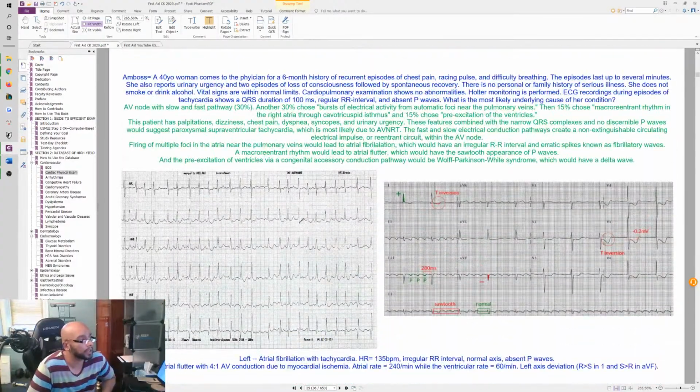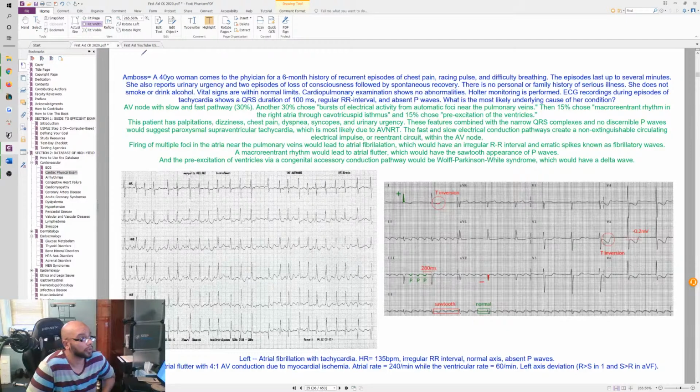First one up here, the left one was the one given in the question, and then they explained it with this. So this is an AMBOSS question telling you, a 40-year-old woman comes to a physician for a 6-month history of recurrent episodes of chest pain, racing pulse, and difficulty breathing. The episodes last up to several minutes. She also reports urinary urgency and 2 episodes of loss of consciousness followed by spontaneous recovery. There is no personal or family history of serious illness.